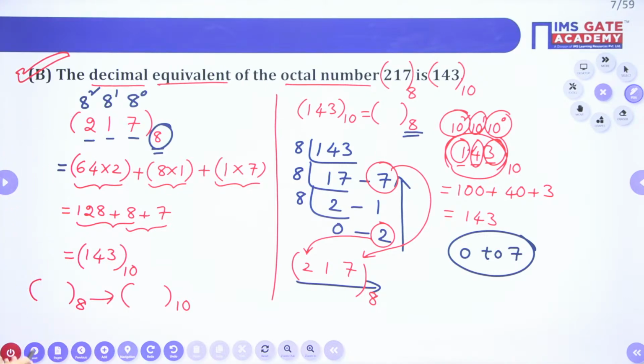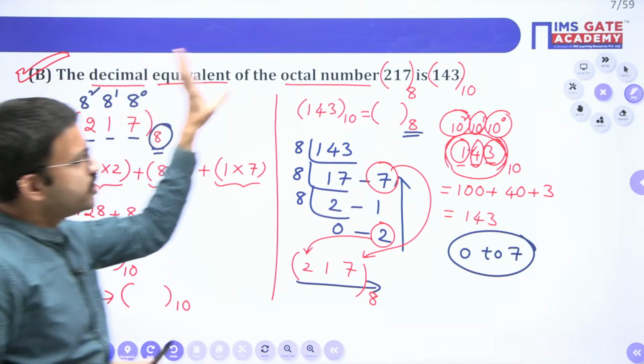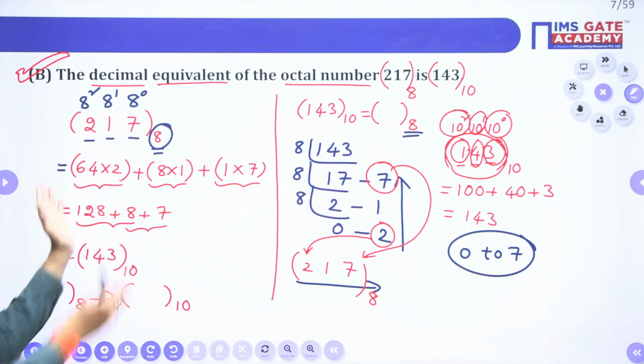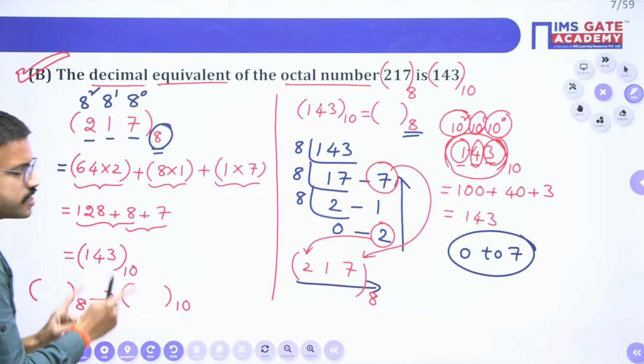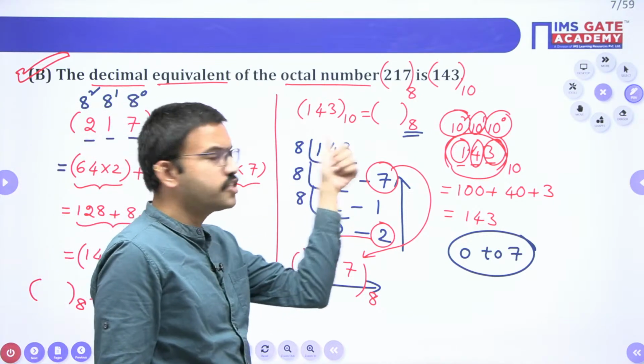Here they have asked only octal to decimal, but we have done both conversions just for understanding purposes. So here we learned octal to decimal conversion, and here we learned decimal to octal.